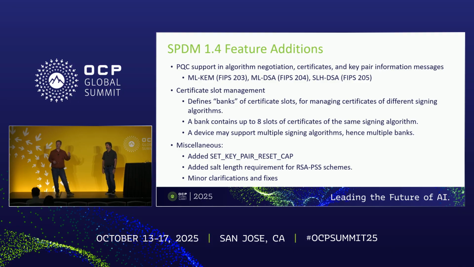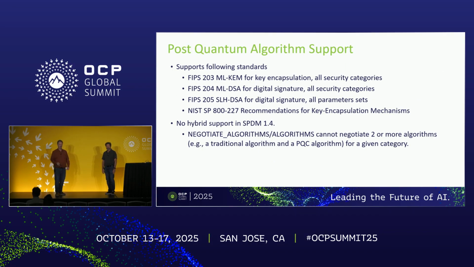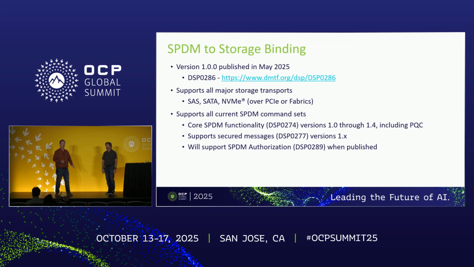Along with that, we added some commands for managing what we call banks of slots. Adding in post-quantum brought in the need to manage the storage where the slots, or the certificates, are. So we added a set of commands for that. And that was really about it. We tried to keep it really simple and really just address the big problem that was in front of the industry. Just a little bit more about the algorithms that are there: just to clarify, there is no hybrid support.